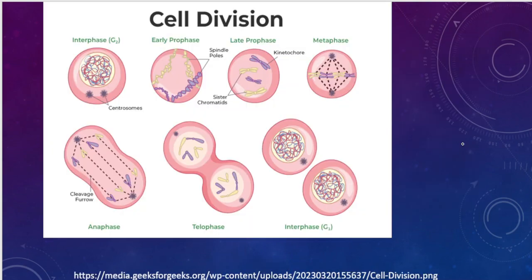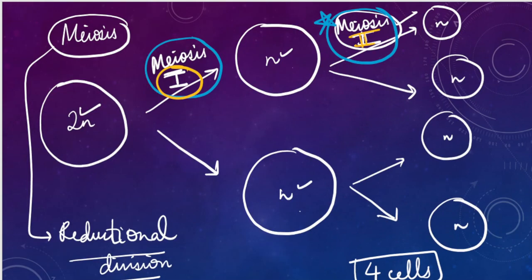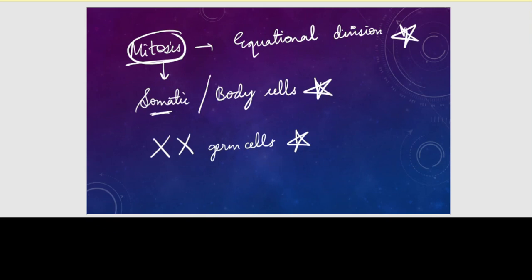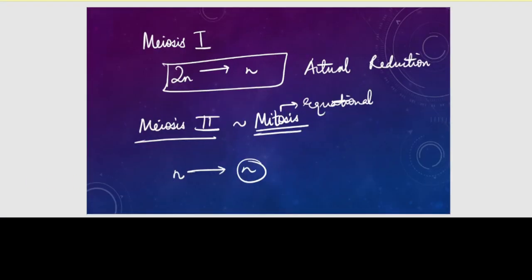Okay, and this is the cell division. I showed you meiosis here. I told you that meiosis has meiosis 1 and meiosis 2, and this leads to the formation of gametes. Okay, this is a point which I need to write here. So the way I had written for mitosis, I will mention it for meiosis also.